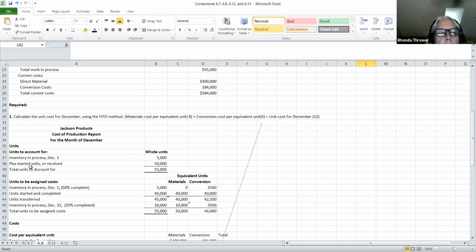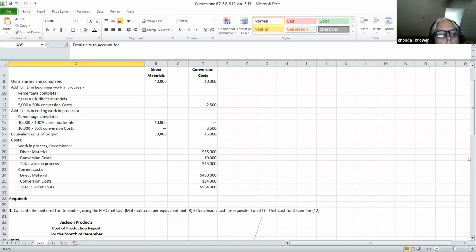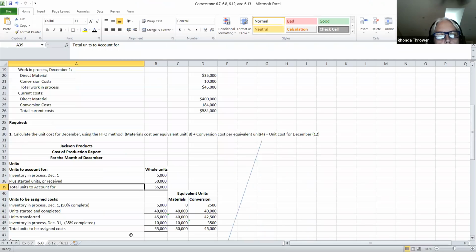The next thing that you might have to find is the units started or that you've received. And they don't give you this. So you're going to have to find this. So you remember what I said about the other problem. Put in what you do know first. You don't know what the total units to account for is either. So skip over these two parts right here and put in 5,000. And then we're going to go down here and see if we can break this part down further.